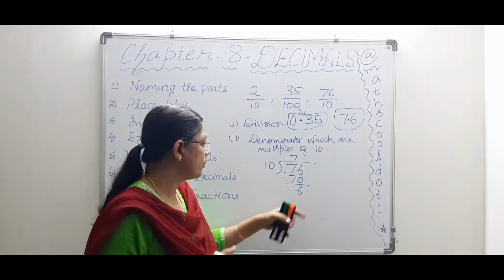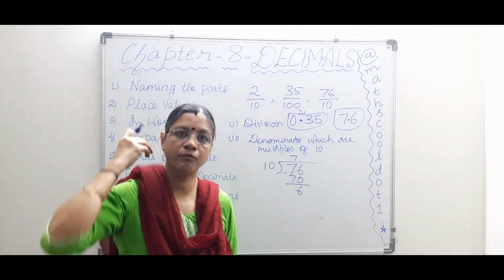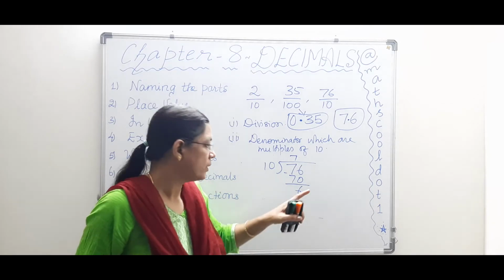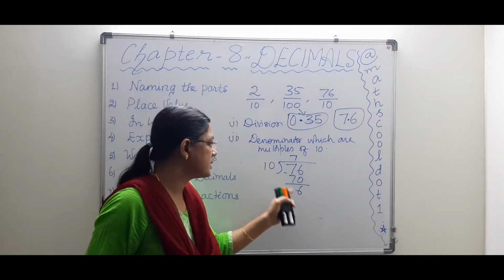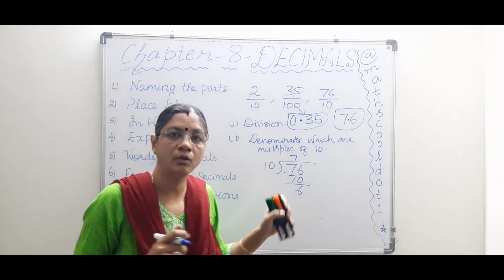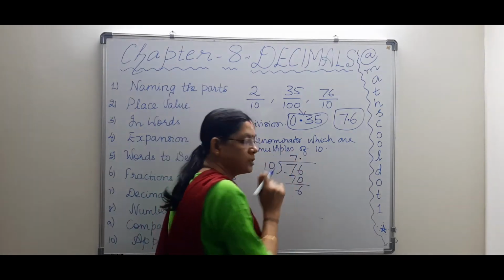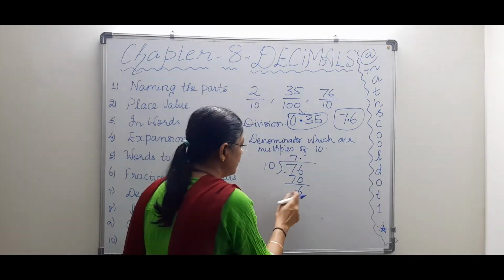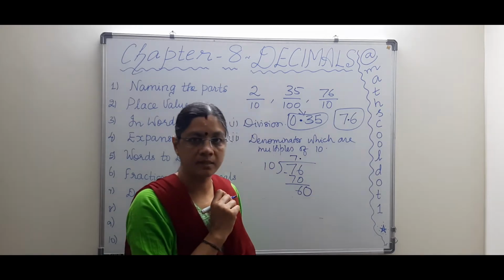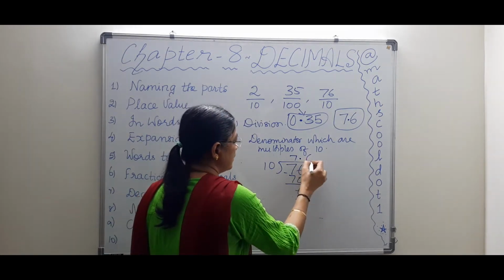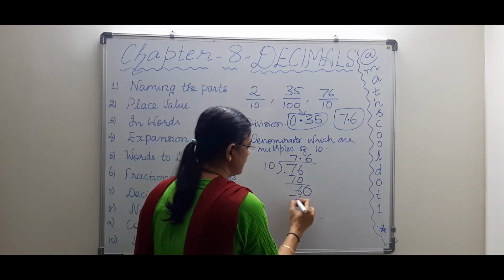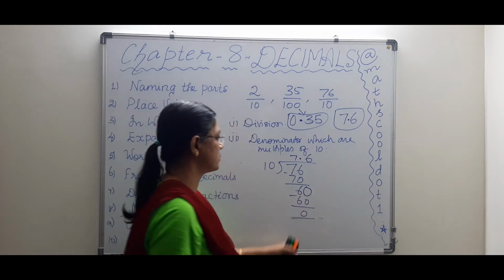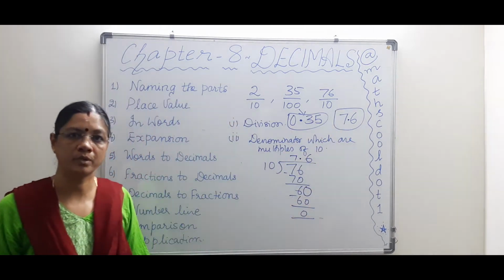Okay, so now you have 6 here. Let's try if we can get a remainder 0. So you have 6 here, and 6 is not divisible by 10. So what I told you, you just keep a point. Then you can add 0 to this 6. Now 60 is obviously divisible 6 times. So 10 sixes are 60. So 7.6, you have got 7.6.